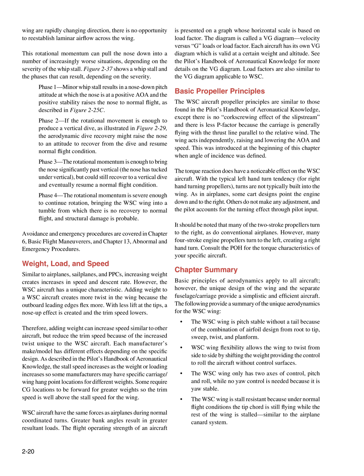Chapter Summary. Basic principles of aerodynamics apply to all aircraft. However, the unique design of the wing and the separate fuselage/carriage provide a simplistic and efficient aircraft. The following provide a summary of the unique aerodynamics for the WSC wing. The WSC wing is pitch stable without a tail because of the combination of airfoil design from root to tip, sweep, twist, and planform. WSC wing flexibility allows the wing to twist from side to side by shifting the weight, providing the control to roll the aircraft without control surfaces.